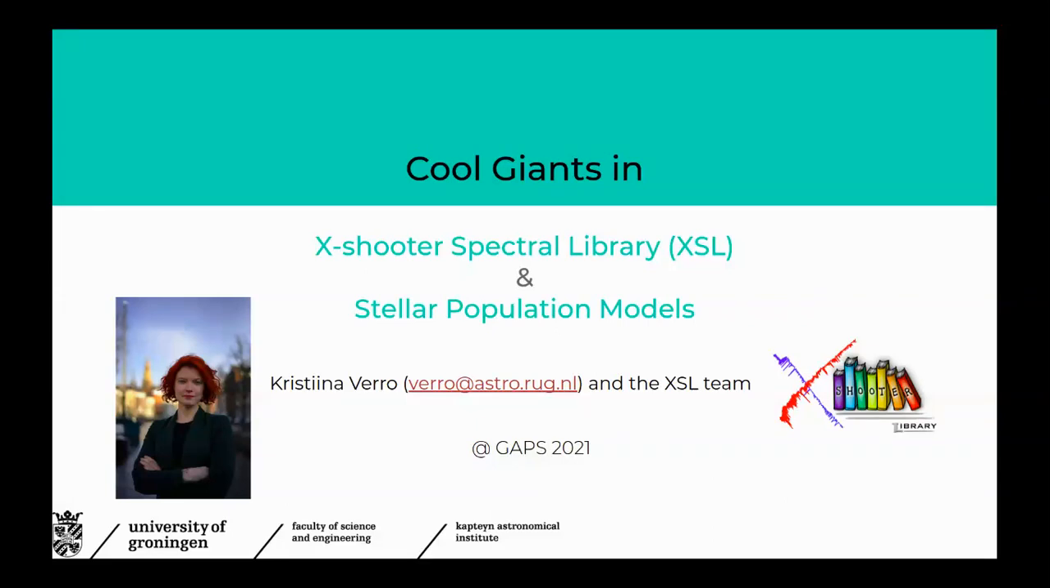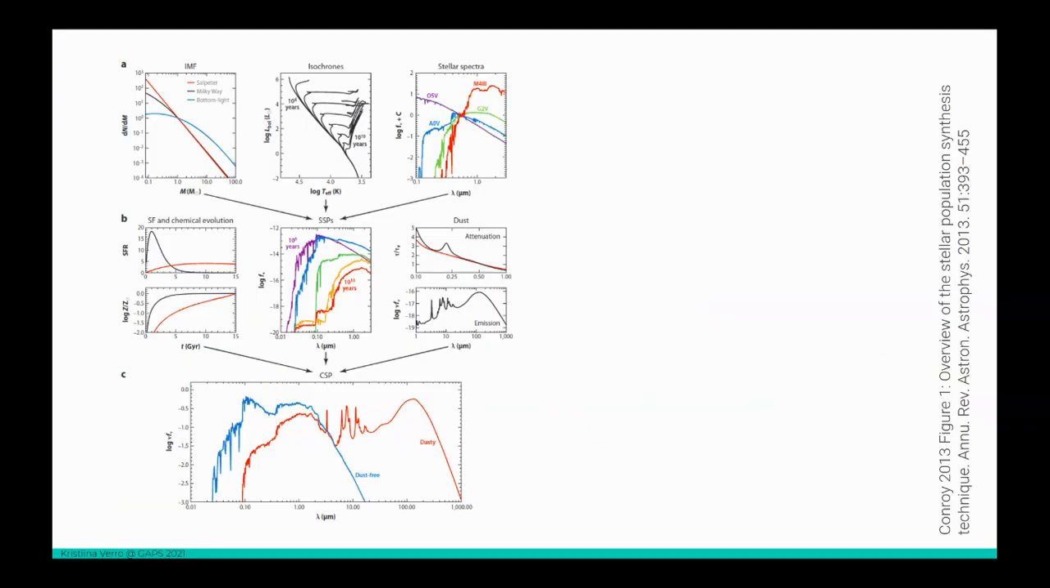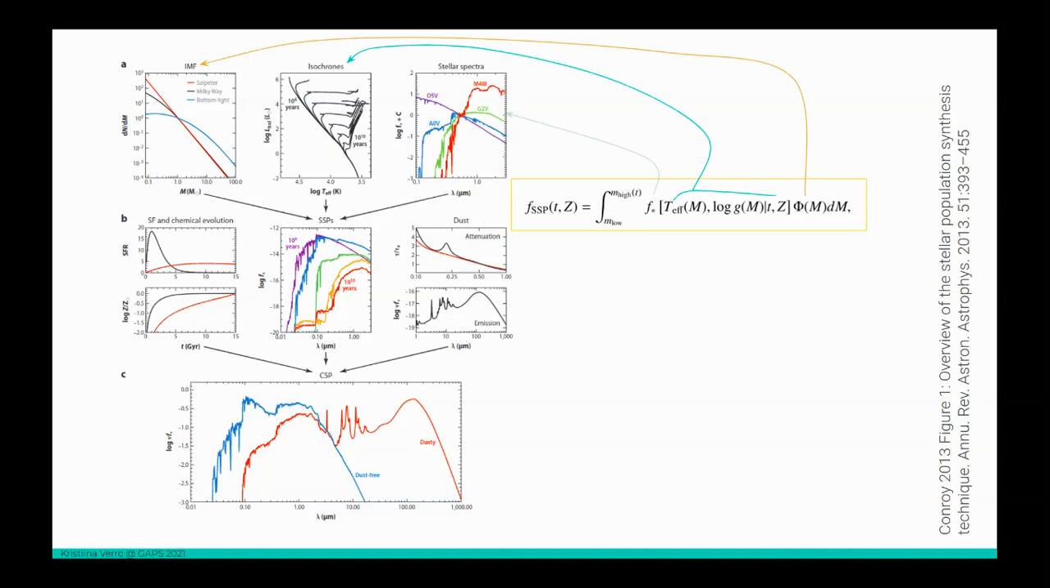Hello, I'm here to introduce you to the X-shooter Spectral Library and stellar population models, highlighting the near-infrared part of the spectrum of a stellar population which is ruled by cool evolved stars. The construction of a simple stellar population model is rather straightforward as it consists of three ingredients only: stellar evolution theory, an initial mass function, and a stellar spectral library. These ingredients are typically combined by this equation.